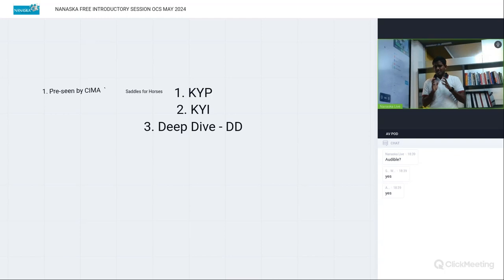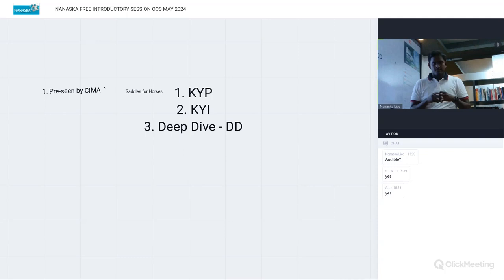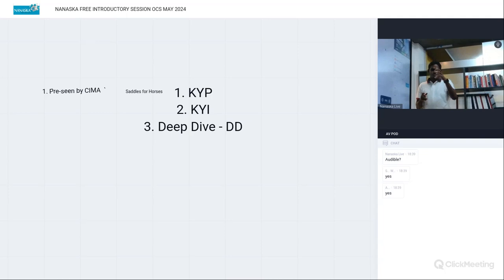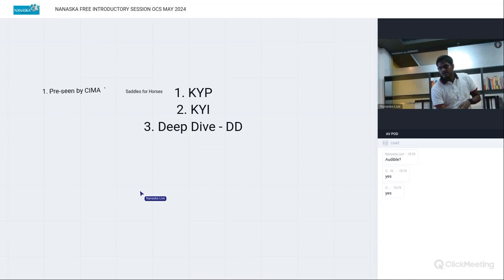Therefore, what we try to do is take the pre-seen in that particular area, section of the pre-seen, and try to understand what is the relevant theory area, what could be the possible questions that could be asked from this context, and we are going to give you analysis, a deep dive into the pre-seen. Right, that's number three. Then we have our most important thing.